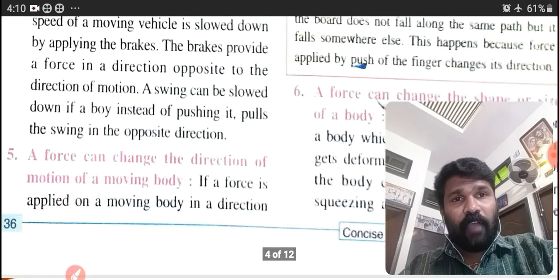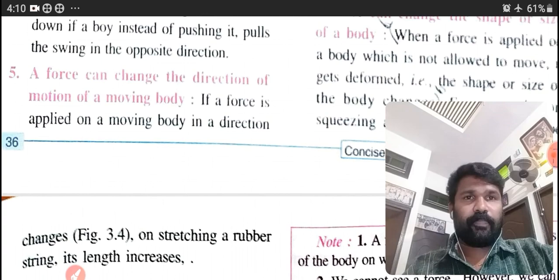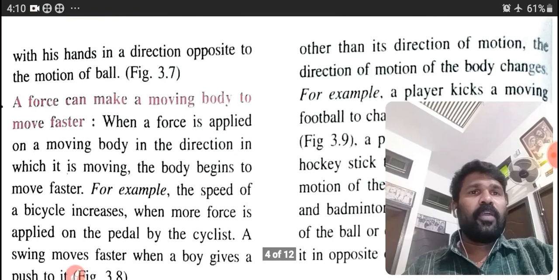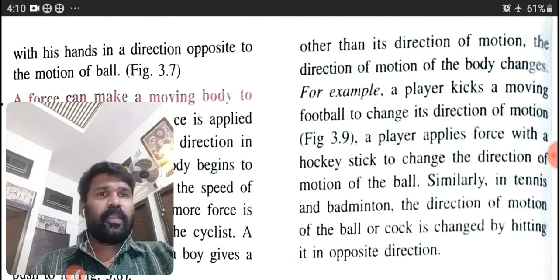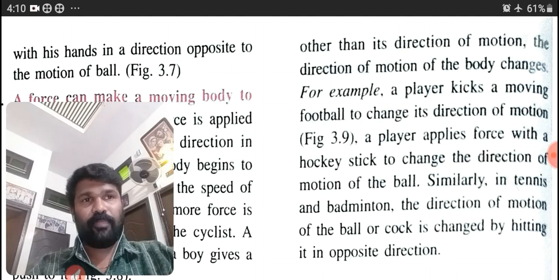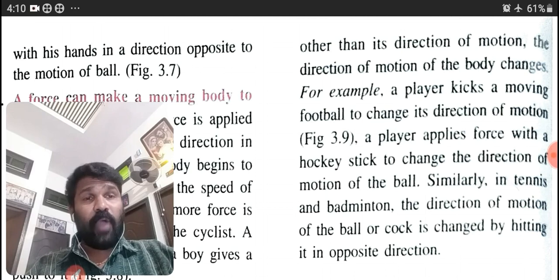Another one: a force can change the direction of motion of a moving body. If a force is applied on a moving body in a direction other than its direction of motion, the direction of motion of the body changes. For example, a player kicks a moving football. Do you like football? Yes? Okay? We know how to kick the ball. Here, a player kicks a moving football to change its direction of motion.